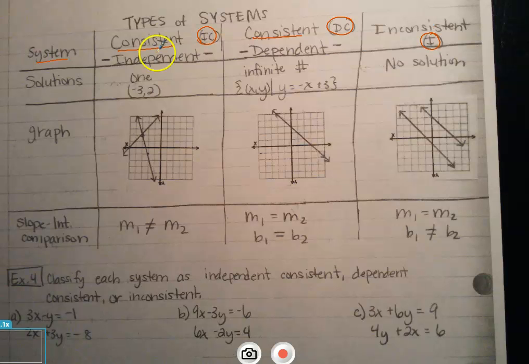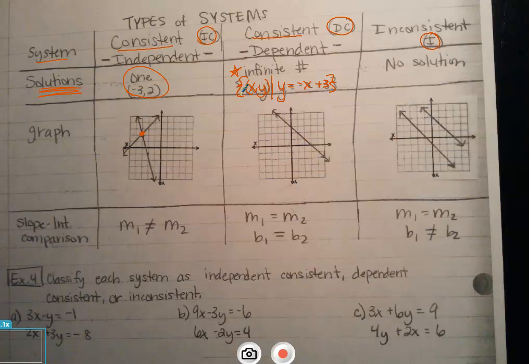So if it's independent and consistent, there's one solution. We're looking at the solutions now. There's just one solution, so it's that point of intersection on the graph. A dependent consistent has an infinite number of solutions, so it's written with that set notation, right? Our x, y is such that y equals, and you write the graph, negative x plus 3. And it's in those braces because it's set notation.